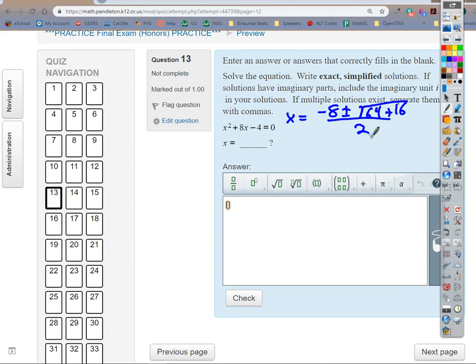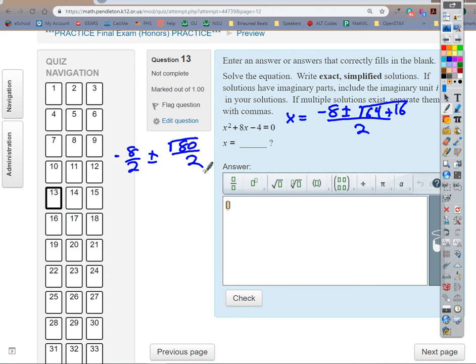So this is one where I'm going to get a square root of 80, right? So this time I'm not going to be able to turn that into a single integer. Under the radical doesn't work out nicely. So let's break it into two parts. So we're going to get negative 8 over 2, or negative 4, plus or minus the square root of 80 over 2.